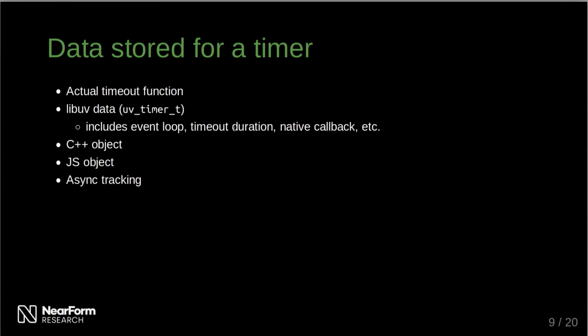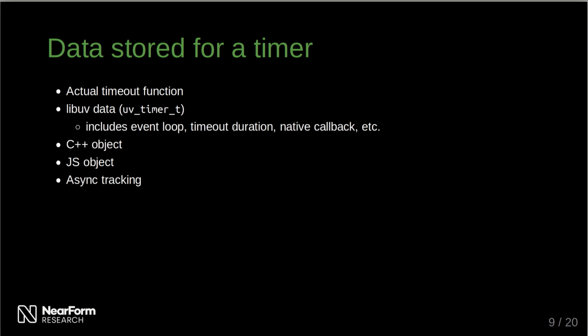So if we want to re-implement setTimeout, there's some data we need to store. The actual timeout function that was passed to setTimeout, some libuv data, including which event loop this is about, how long we should wait, all that kind of stuff. The actual timeout function is a JavaScript function, so we need a JavaScript object to store that somewhere. The libuv timer class is a C class, so we need a C++ object to attach it to that JavaScript object.